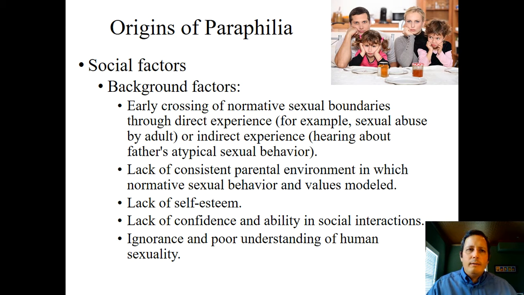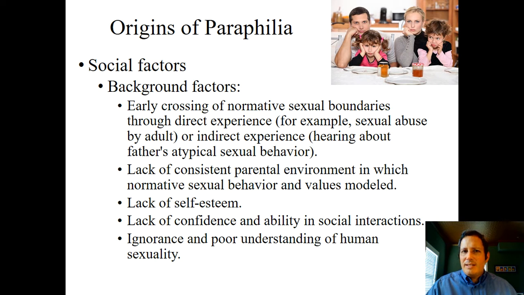The first one is the early crossing of normative sexual boundaries through direct experience, in this case things like sexual abuse by an adult, or indirect experience where you hear about a father's atypical sexual behavior, and that starts to get internalized into your mental map. There could be a lack of consistent parental involvement in which normative sexual behavior and values are modeled. Once again, it's the early influence in childhood and adolescence that we talked about previously that is going to form some of the basis here. Back when we talked in, I believe it was Module 5, maybe.